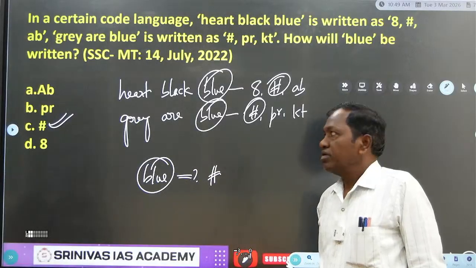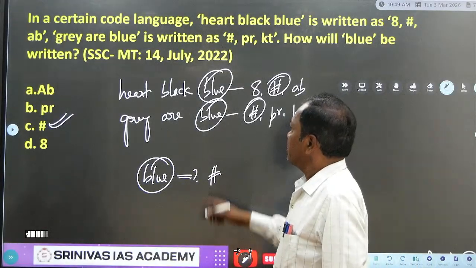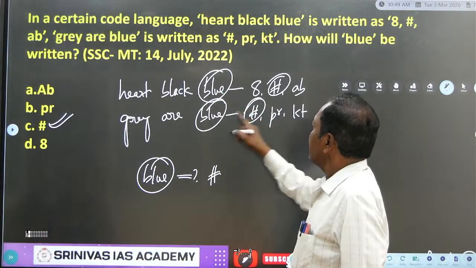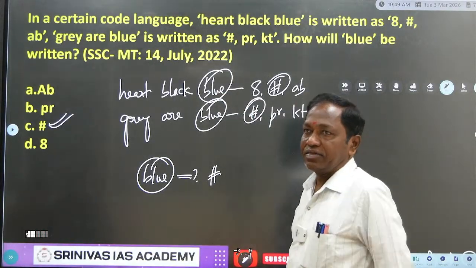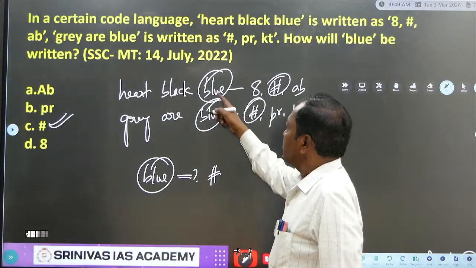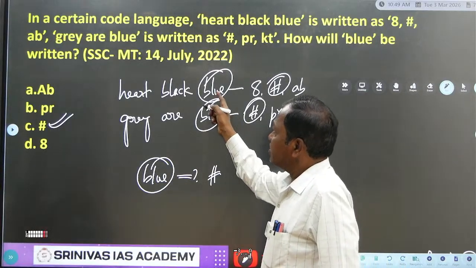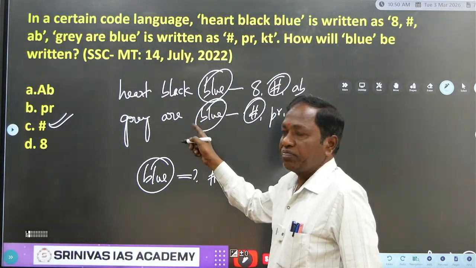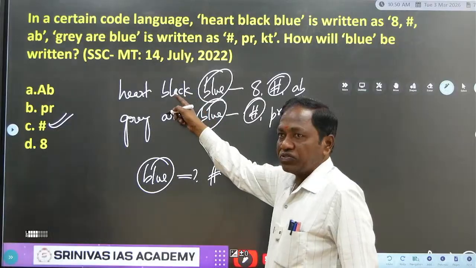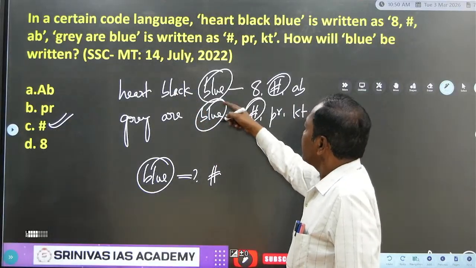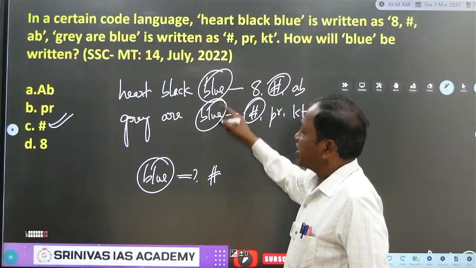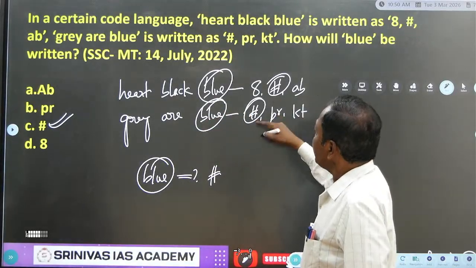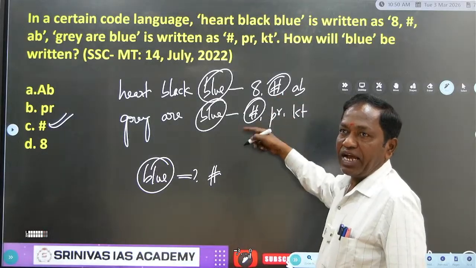So option C, because you have to see that blue has the last word AB here and KT here, it is not that. Then you have to see the commonalities. Let us see the first group: heart is only in the first group, not in the second group. And black is in the first group, not in the second group. Then what is blue? Only the word which can be seen common in the first group and second group. Only ash is common.